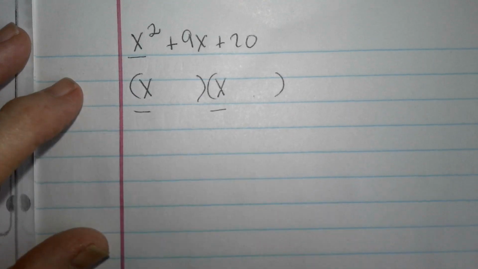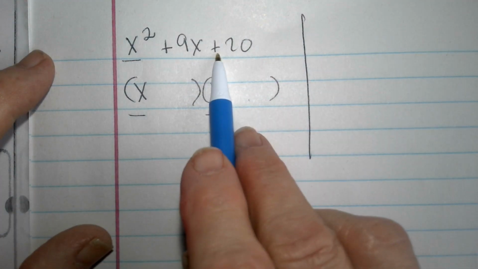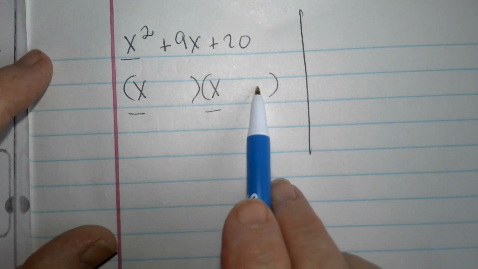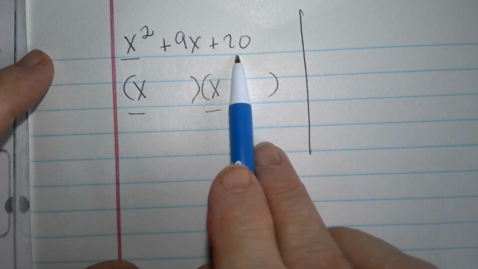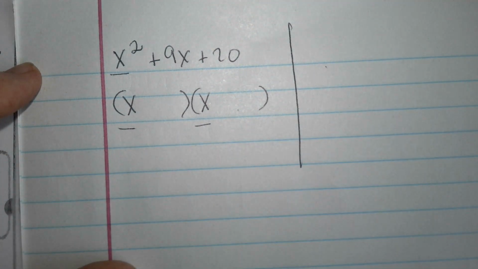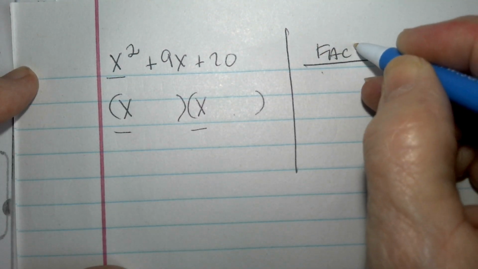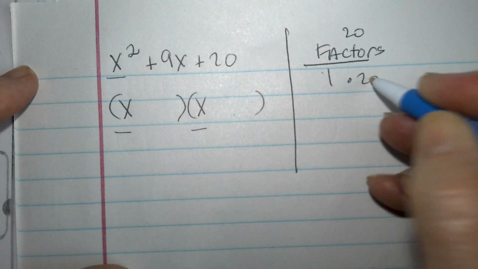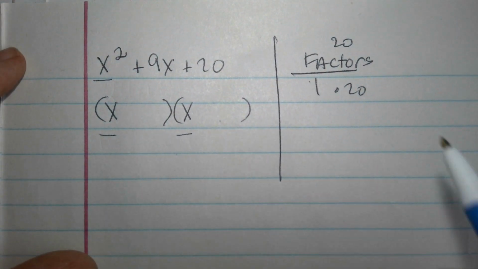All right, so again, on this one, and this is a special kind when it's adding, I need 2 numbers that can multiply together to give me a 20. Well, I'm going to start with 1, and you should write this down. You should write down the factors right now of 20. So 1 times 20.